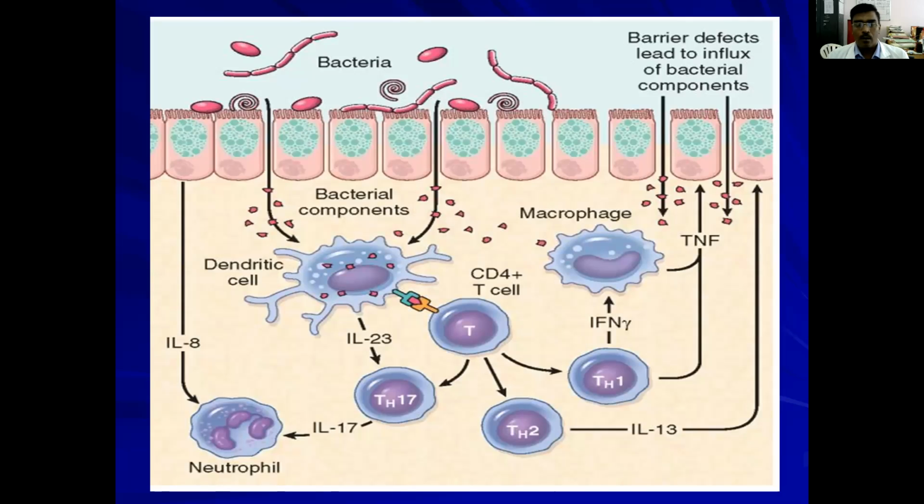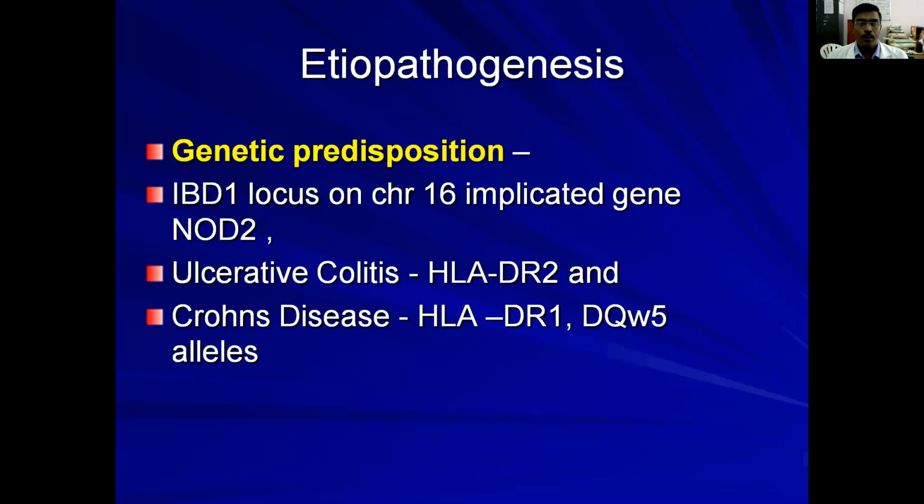So this is the pathological mechanism of how bacterial infections cause inflammation of the bowel. In the etiopathogenesis, there is genetic predisposition, usually the IBD1 locus on chromosome 16, which is present in the gene NOD2, whereas ulcerative colitis is associated with HLA-DR2, and Crohn's disease with HLA-DR1 and DQ5 alleles.